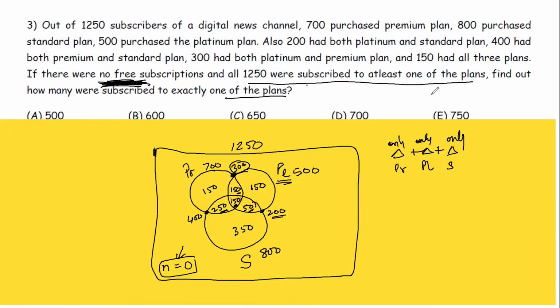Find out how many were subscribed to exactly one of the plans. So exactly one of the plans is only premium is 150, only platinum is 150, only standard is 350. Add them up. And so we got 650 as the answer. Got it?